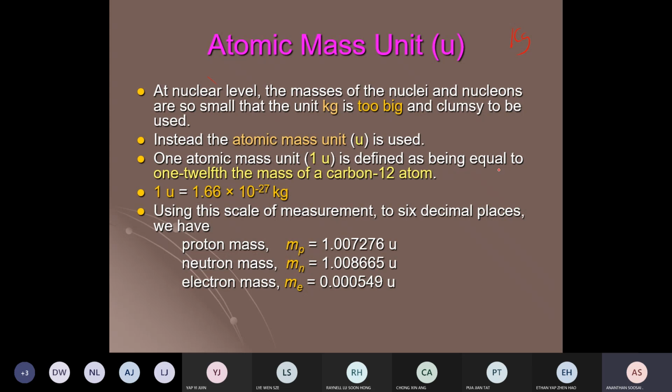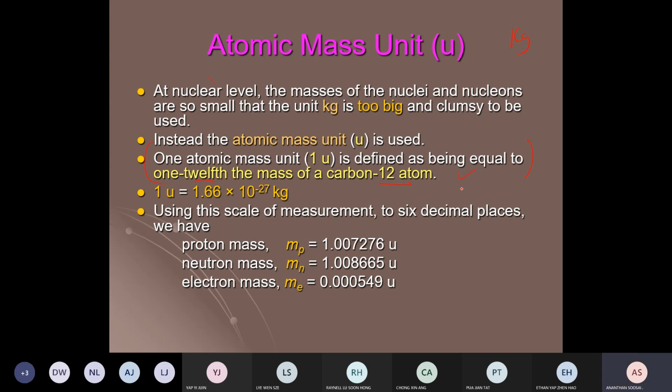It's defined as 1/12 of the mass of a carbon-12 atom. Remember the definition. In the exam they'll ask, what is meant by 1 u? 1 u is defined as the mass equivalent to 1/12 of the mass of a carbon-12 atom.